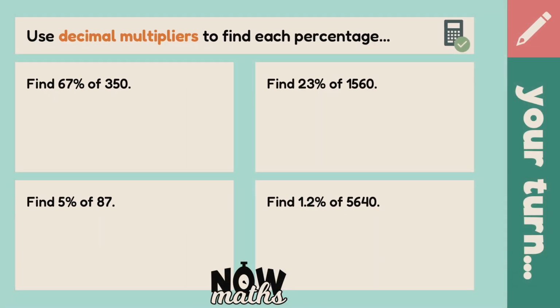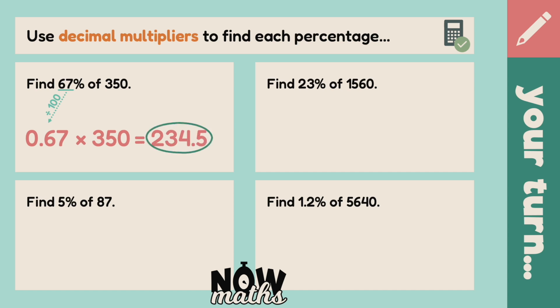Now you've seen a few examples, you might want to pause the video here and have a go at using decimal multipliers to find the percentages on screen now. If you paused, welcome back. Starting with question 1, 67% as a decimal is 0.67. So we multiply 0.67 by 350 to give us an answer of 234.5.